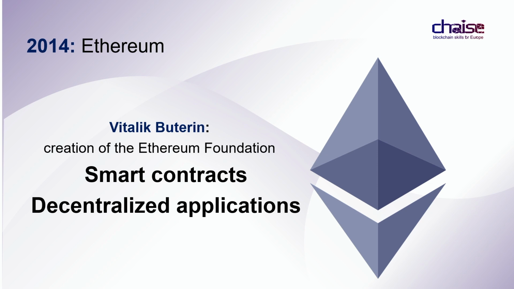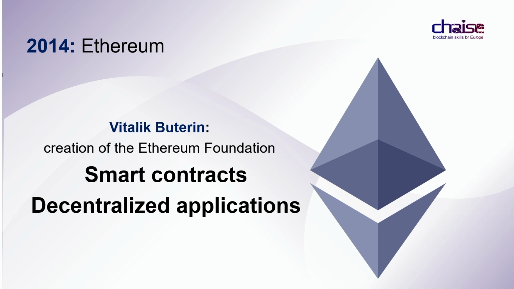Despite these setbacks, one of the most important events in blockchain history occurred. Vitalik Buterin published a white paper that proposed a decentralized application platform. This led to the creation of the Ethereum Foundation, which launched in 2014. Ethereum paved the way for blockchain technology to be used for purposes other than cryptocurrency. It introduced smart contracts and provided developers with a platform for building decentralized applications.